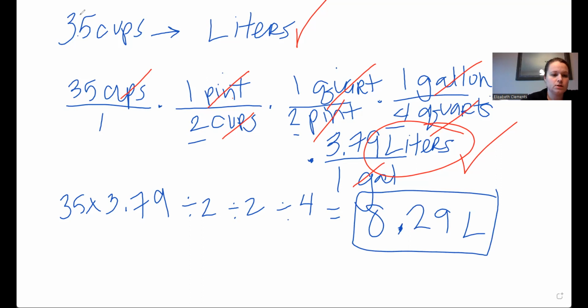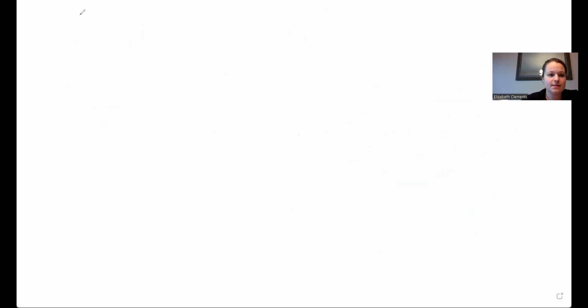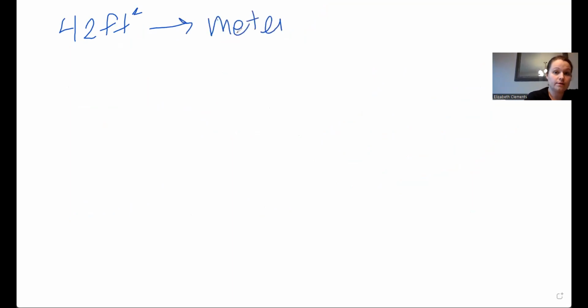Okay. So we're going to do one more example. In this example, I don't believe it's on the homework, but it's in the example problems that I think people are kind of getting tripped up on. So we're going to go 42 feet squared, and we're going to change it to meters squared. Now, again, in the conversion chart, meters is M.